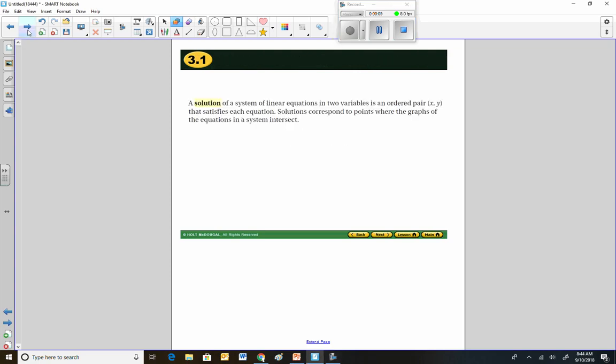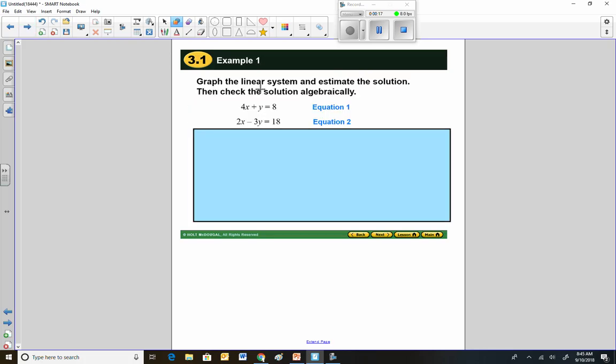So a solution is basically where the two graphs intersect, or two lines intersect. That's the solution because of the x and y for both equations. Let's take a look. Graph a linear system and estimate the solution, then check the graph or the solution algebraically.